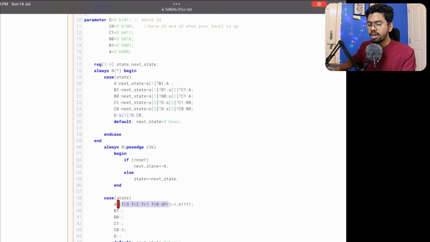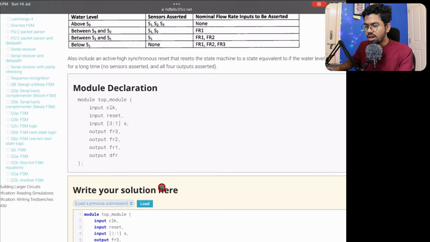If I'm at point A, it implies I am below all the sensors, so all the 3 taps would be on. I think F0 is not there. Yes, F3, F2, F1, all 3 taps would be on. Also my supplementary tap needs to be on. Actually it's written here also.